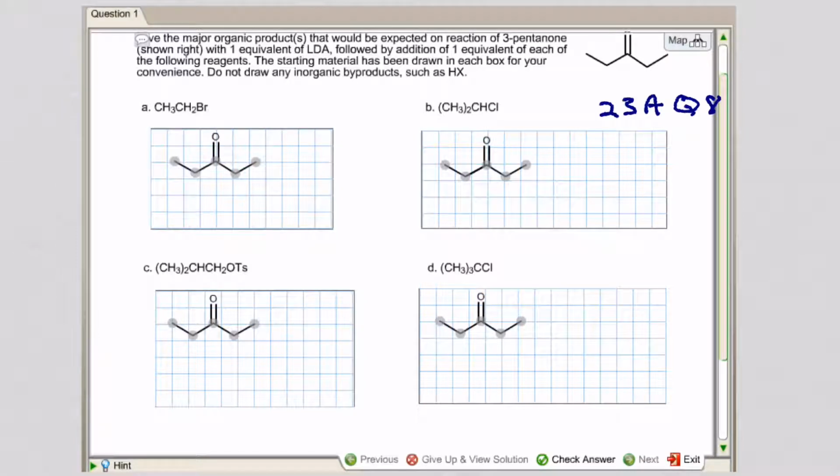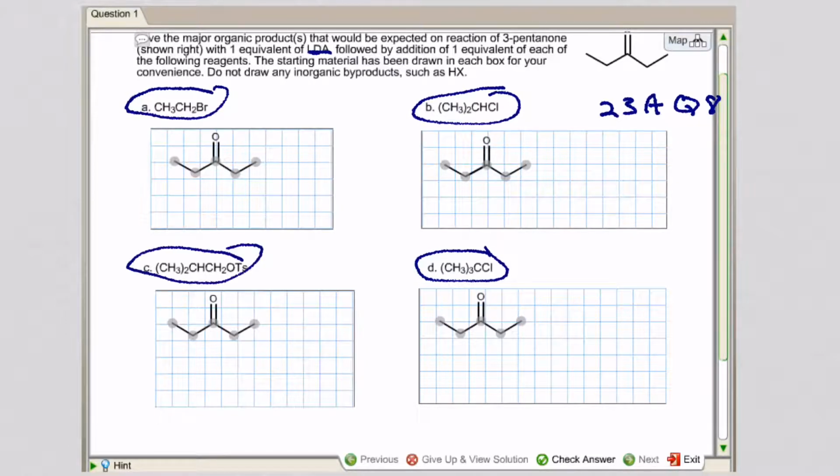So this is a question from the Sapling for 23A. This is question 8, and the question is about if we were to treat 3-pentanone with LDA, which remember is a strong base, then react it with any of these electrophiles, what are going to be the major products.